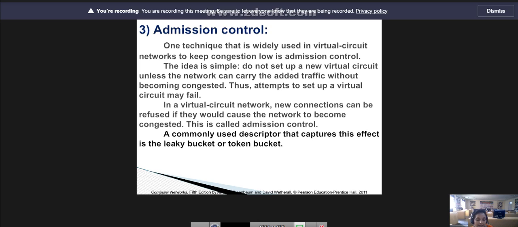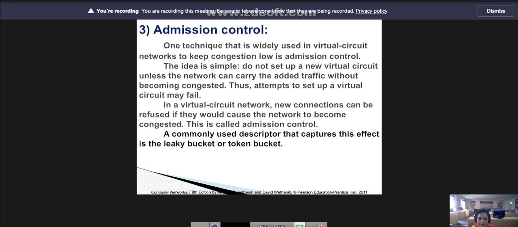So an attempt to set up a virtual circuit may fail. In a virtual circuit network, new connections can be refused if they would cause the network to become congested. This is called admission control. By analogy, in the telephone system, when a switch gets overloaded, it practices admission control by not giving dial tones. Okay, this is called admission control.